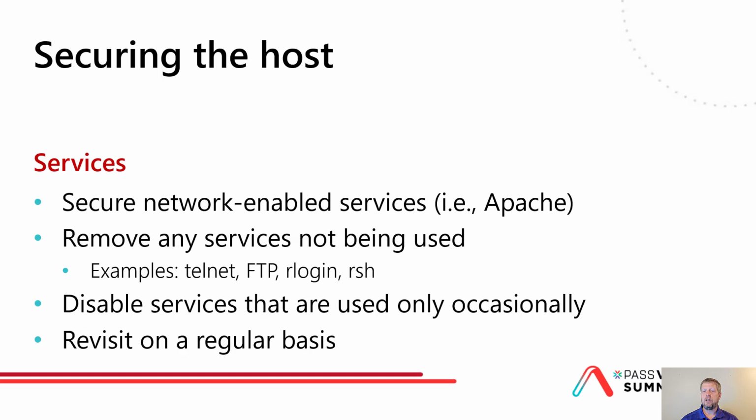Disable services that are only used occasionally. If, for example, you use FTP once a month to be able to download something, make sure that between times that you actively use it, you are disabling FTP so it can't be exploited. And then anytime you start disabling or removing services, revisit that list on a regular basis, because things do change. New vulnerabilities exist. Sometimes you'll change which services you use. You may need to install some, you may need to remove some others. Reducing your attack surface is extremely important.